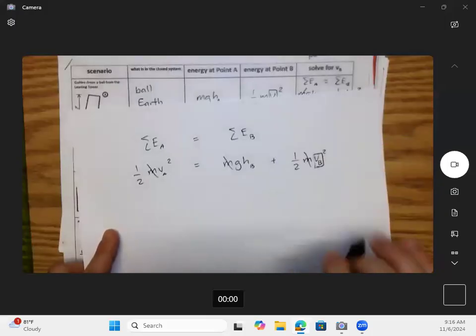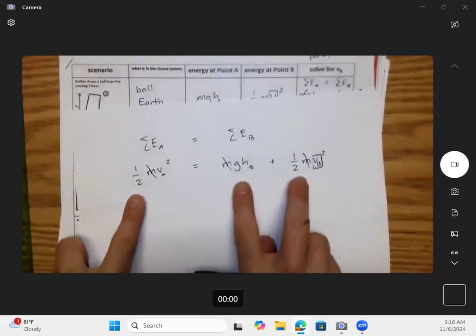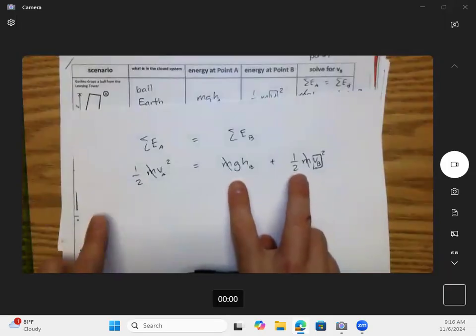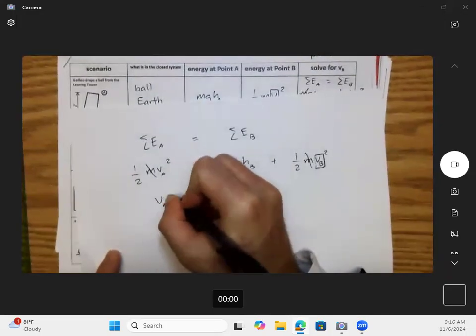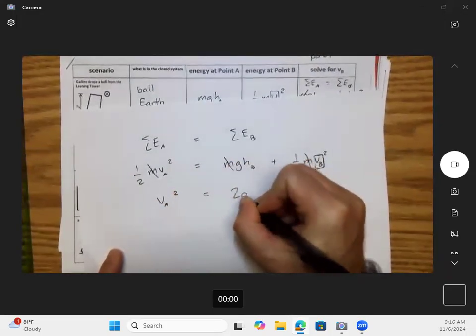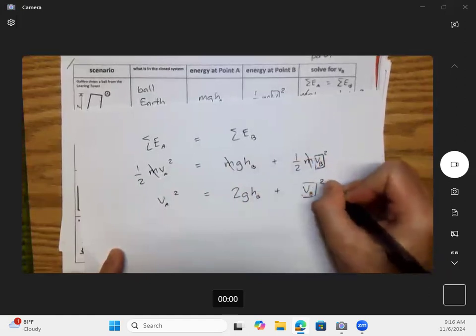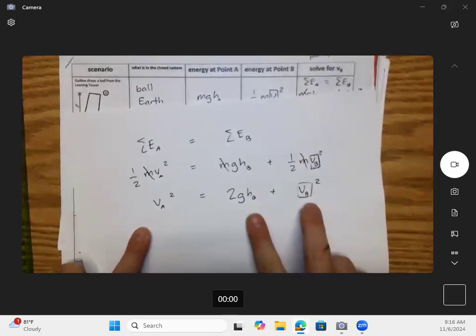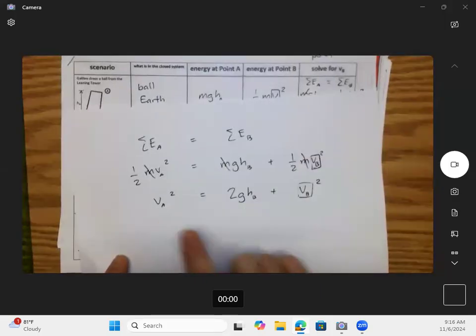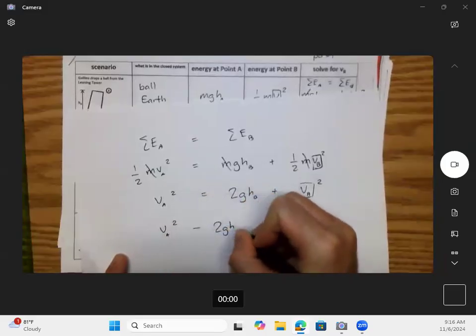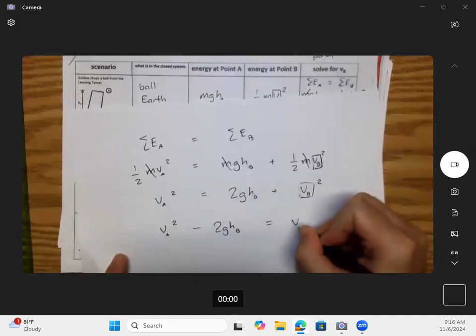All right, so what next? Hey, can I get rid of this fraction? I see a fraction here. Can I multiply everything by 2? And remember, if you want to multiply by 2, you have to multiply all three terms by 2. This is just one way to do it. So I'll have vA squared equals 2gh at point B plus vB squared. Does that make sense? A little algebra step. Then subtract this over, so vA squared minus 2gh at point B is equal to vB squared.